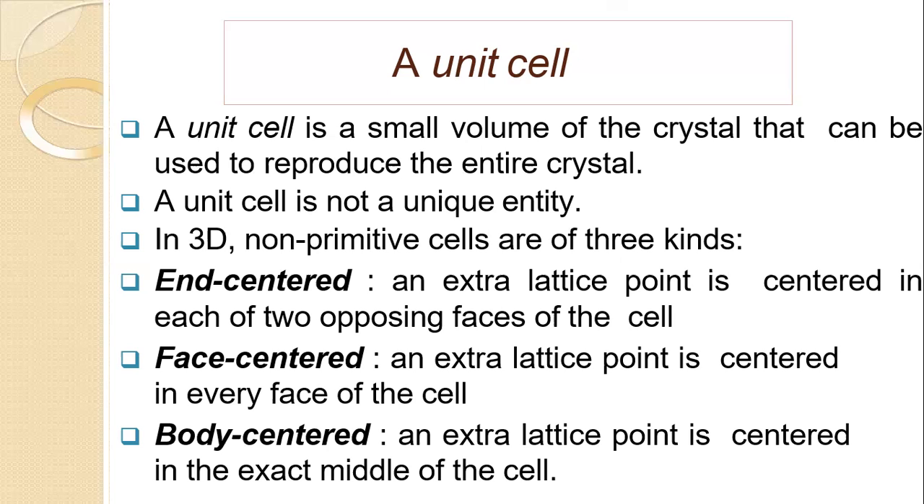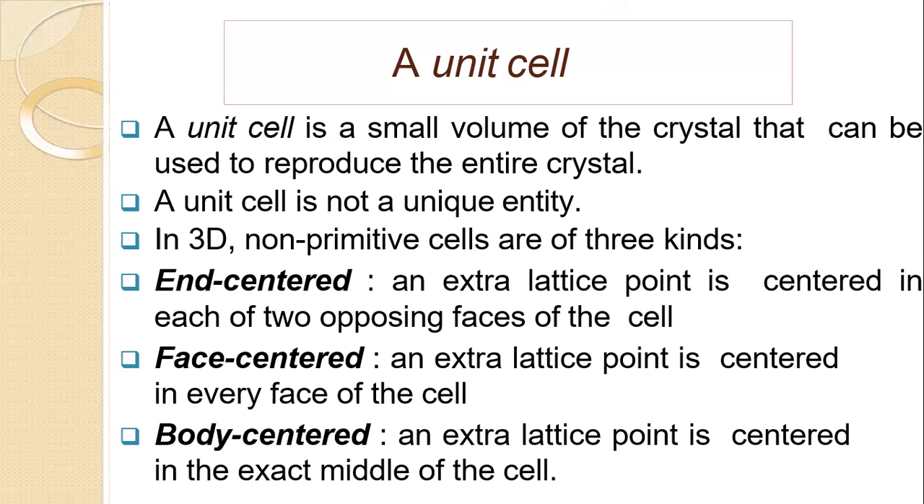It is then 6 for the cuboid shape also. So for the cuboid shape also it remains the same. But when coming to the body centered structure, an extra lattice point is centered in the exact middle of the cell. That is, the lattice point is formed in the exact center of the body.